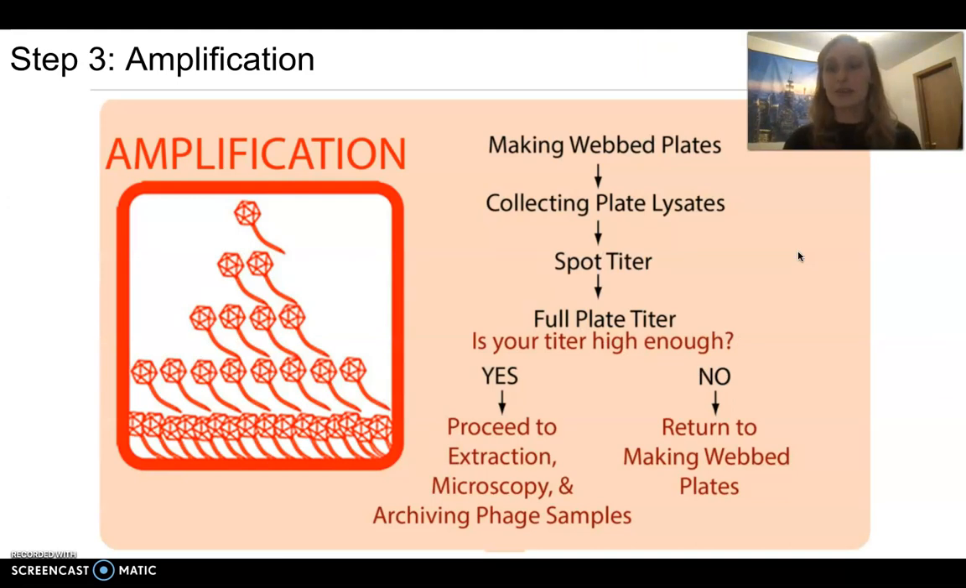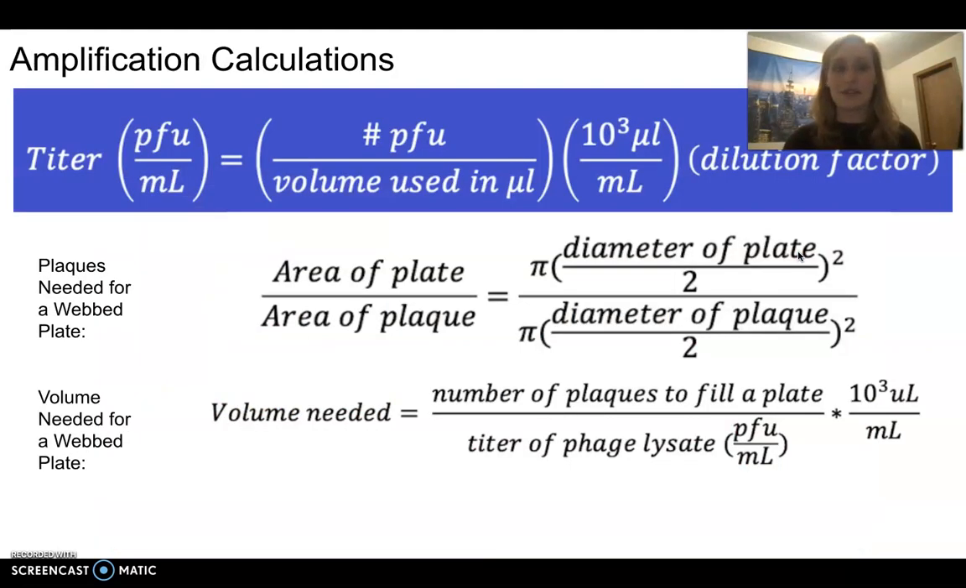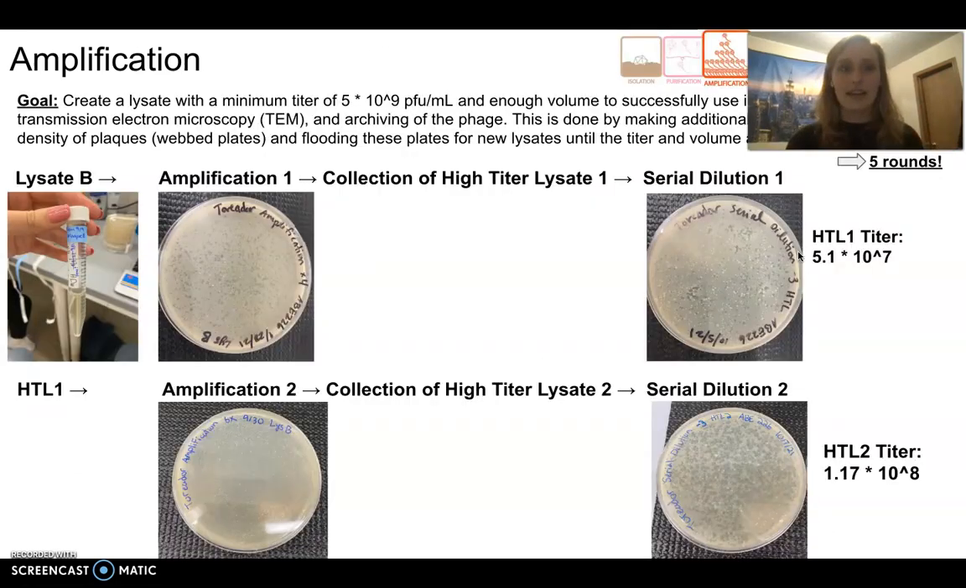So the third step, after we've purified one morphology of phage, is that we need to make a bunch of copies of that phage DNA by making web plates, which is a plate that is absolutely full of plaques and that has a high enough titer that we can use for DNA extraction, microscopy, etc. Here are the calculations for the titer, the plaques needed for a web plate, and the volume needed for a web plate. Our goal was to create a lysate with a minimum titer of 5 times 10 to the 9th PFU per microliter, and enough volume to successfully use in DNA extraction.